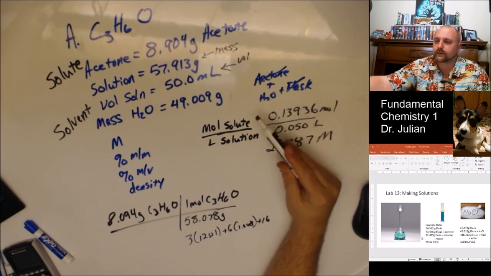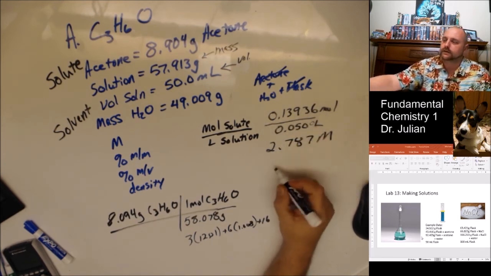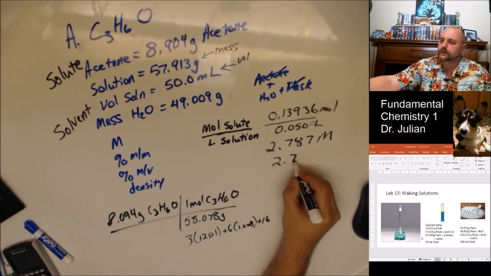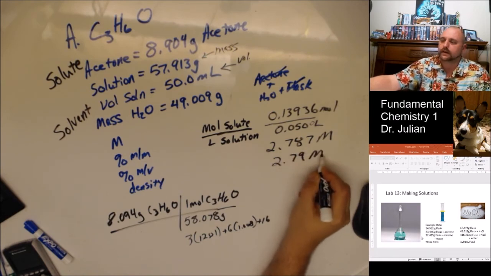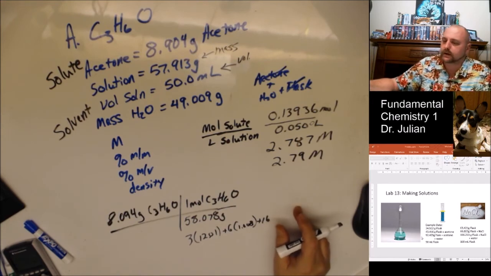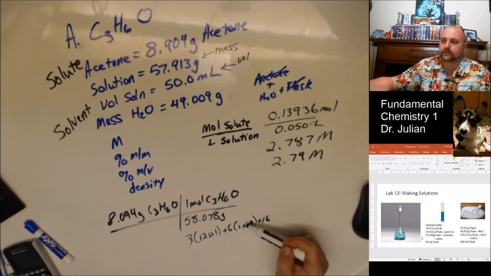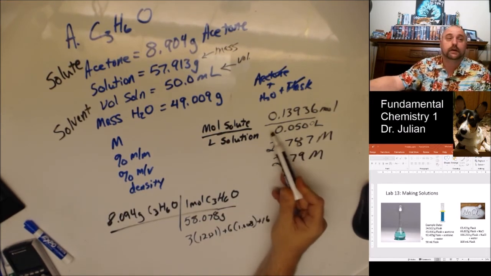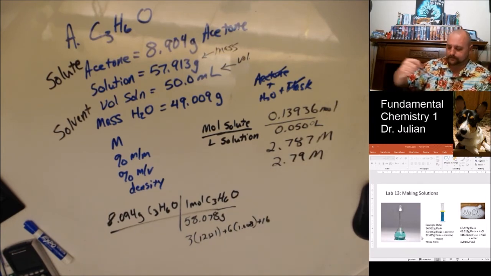Sig figs. Volume is my limiting factor here. Should have had another sig fig there. So that would have been 2.79 molarity. Okay. So I had to take it to moles, and then I had to take milliliters to liters, and I can plug it right in. Not a problem.